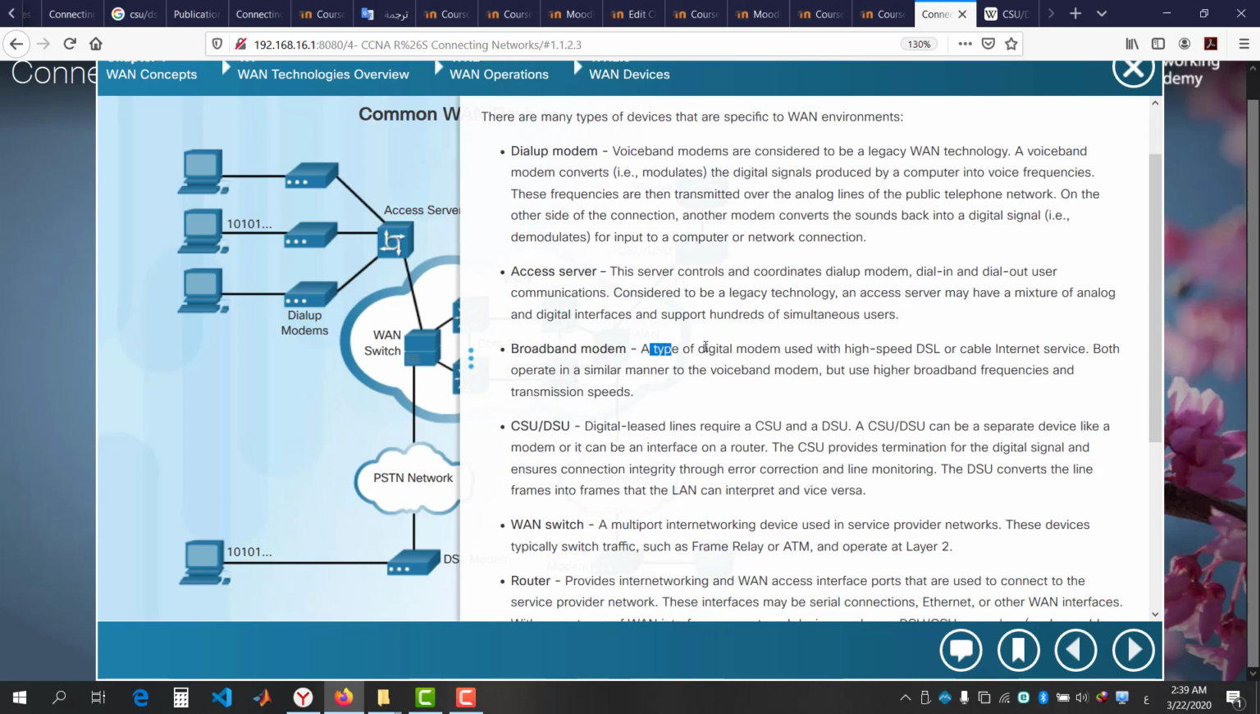Broadband modem is a type of digital modem used with high-speed DSL or cable internet service. Both operate in a similar manner to the voice band modem, but use higher broadband frequencies and transmission speed.